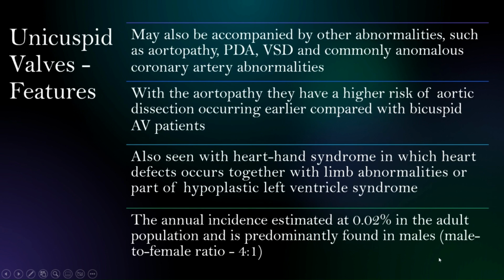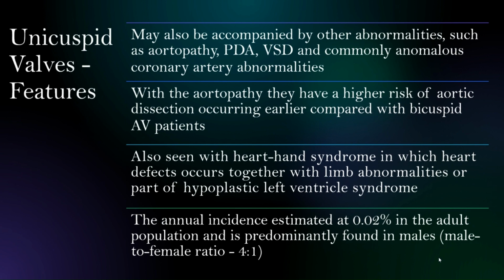Continuing on, it may also be accompanied by other abnormalities such as aortopathy or PDA or VSD, or also coronary artery anomalies. With their associated aortopathy, they do have a higher risk of aortic dissection, and these also can occur earlier compared with matching bicuspid aortic valve patients. There can also be some other syndromes such as heart-hand syndrome or part of the hypoplastic left ventricle.